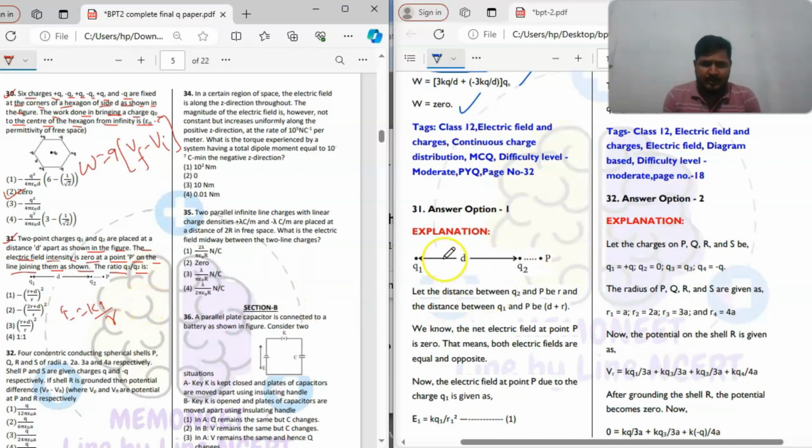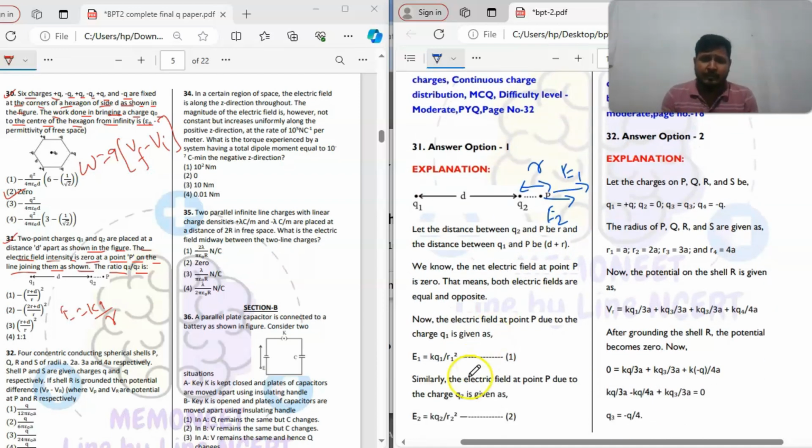Now what is this here? There are two charges q1 and q2. Suppose this distance is r, right? Let us first find the directions of the electric field due to q1 and q2. Due to q2, what is the direction of the electric field? Towards right, that is E2. And what is the direction of the electric field due to q1? It is also towards right. So both are in the same direction, right?